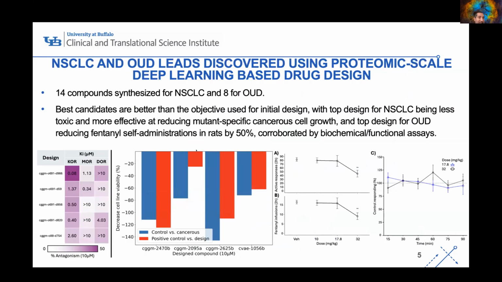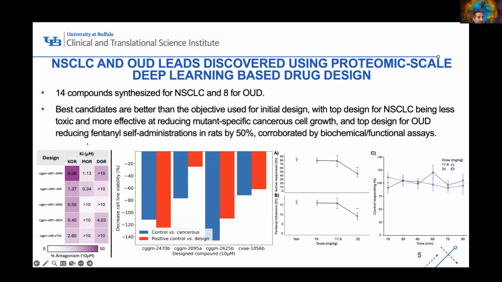And so these are some results here. Like I said, for non-small cell lung cancer and for opioid use disorder, we've discovered very promising lead compounds that have been shown to work in vivo. So we synthesized 14 compounds for non-small cell lung cancer, 8 for opioid use disorder, and like I said, we always start with an existing compound, because of the nature of the signatures. The signatures are very large. They're 20,000 real values, or even larger than that.